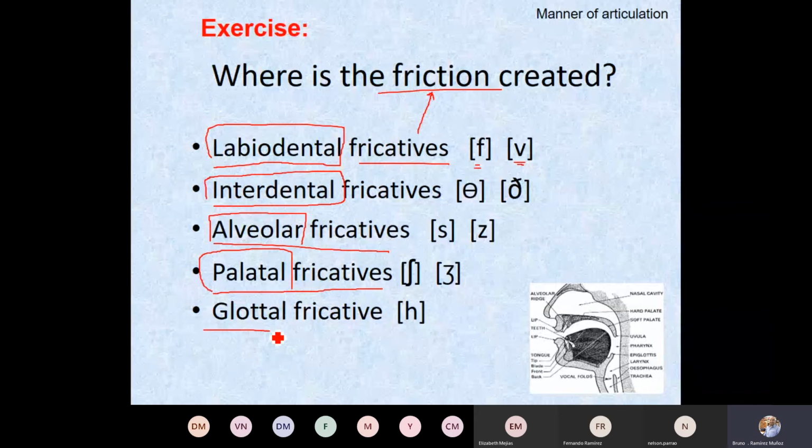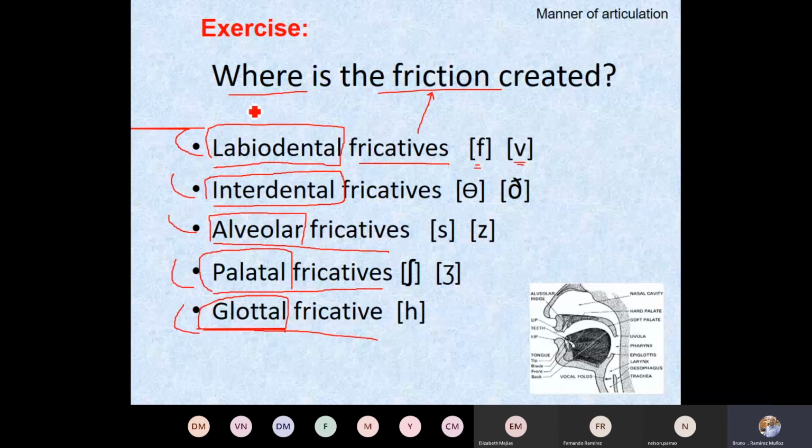So where's the friction created for each one of these? You get the answer from the first word. Okay, so that's a trick. In the first part, you get the where. You get which articulators: the lips and the teeth. The tip of the tongue and the teeth. The tongue and the alveolar ridge. The tongue and the palate. The glottis. You see the answer is right here in front of you.